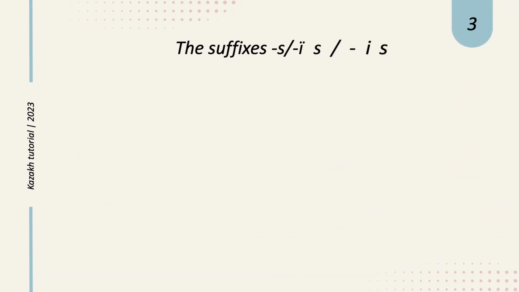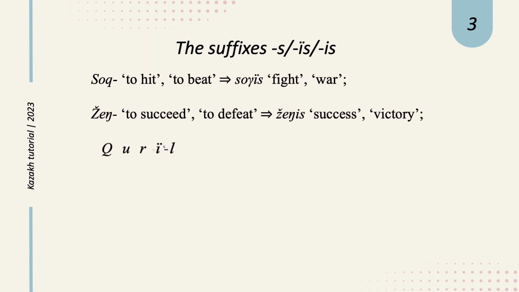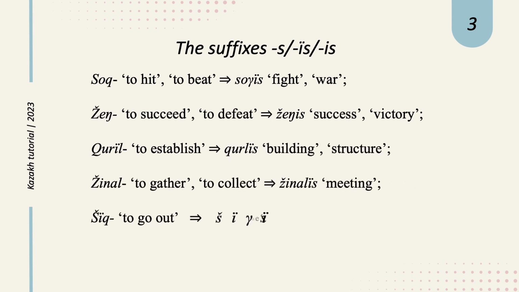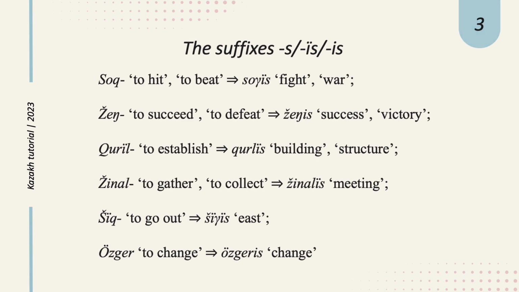The suffixes -s, -is are added to verbs to create nouns. Example: soq, to hit, to beat, soğuz, fight or war. Jing, to succeed, to defeat, jеңіс, success or victory. Құрыл, to establish, құрылыс, building or structure. Жинал, to gather or to collect, жиналыс, meeting. Шық, to go out, шығыс, east. Өзгер, to change, өзгеріс, change.